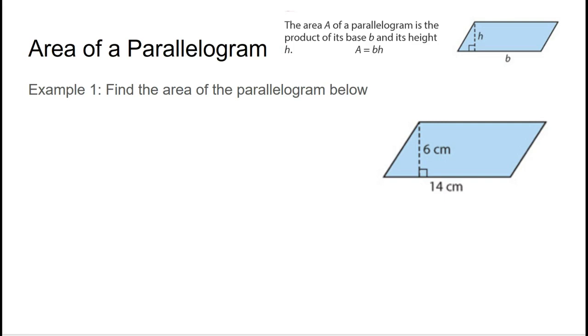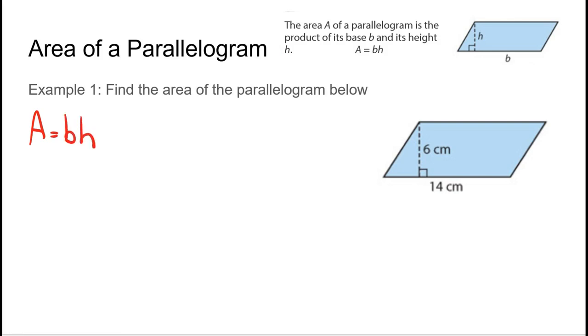All right, so our first shape that we're going to find the area of is a parallelogram. And like I said, a parallelogram is just a shape where the opposite sides are parallel, so they never touch. We have a formula for finding the area of a parallelogram, and it says that the area of a parallelogram is the product of its base and its height. So we need to make sure we remember that product in math means multiplication. So what we really have is the formula area equals base times height.